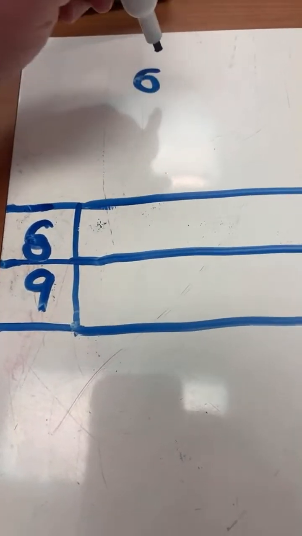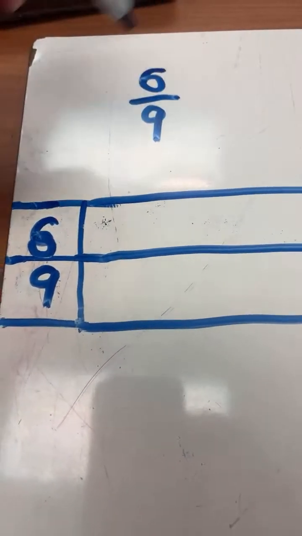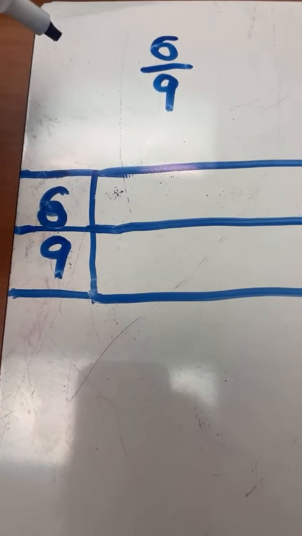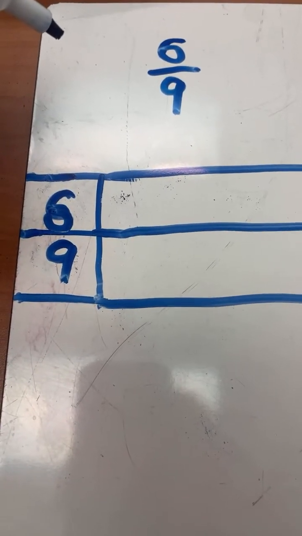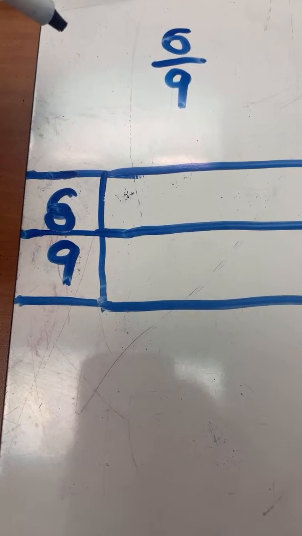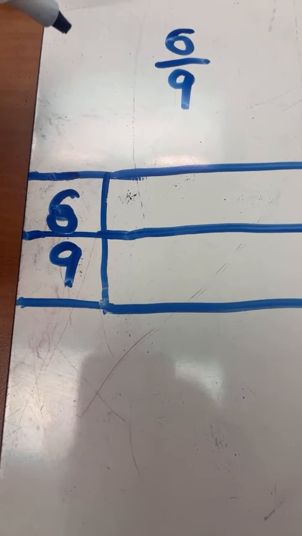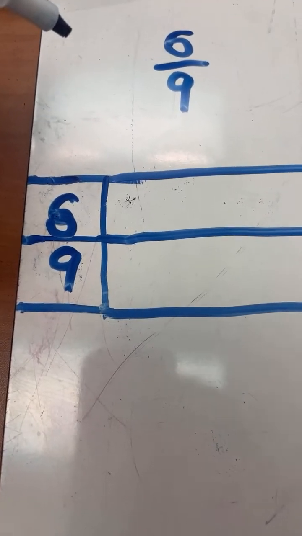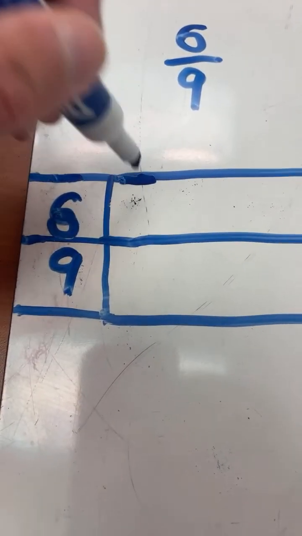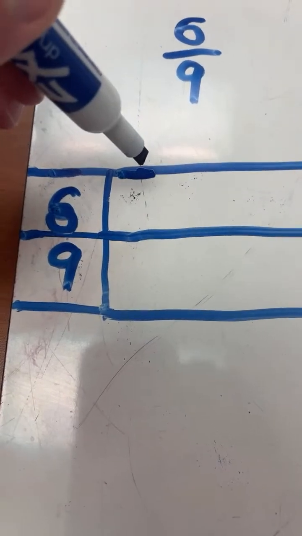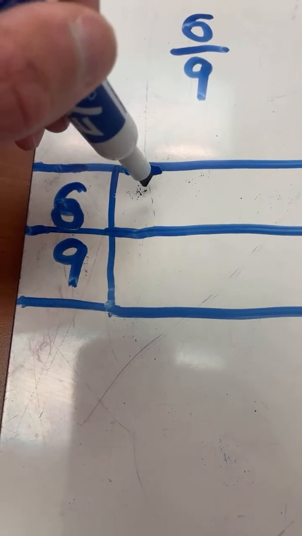So 6/9, reducing 6/9 to lowest terms. What we're going to do is divide by the greatest common factor. So we're dividing the numerator and the denominator by the greatest common factor to reduce the fraction 6/9 to lowest terms. Before we do that, I'm going to write all my factors of 6, write all my factors of 9, and then we're going to divide by the greatest common factor.